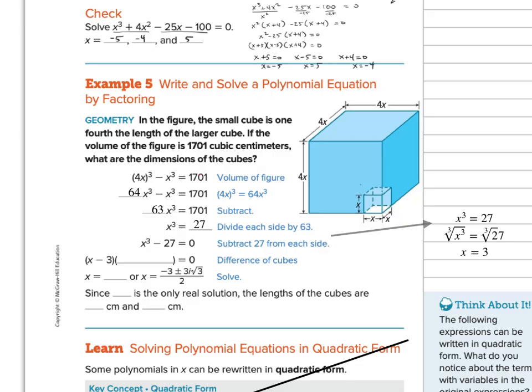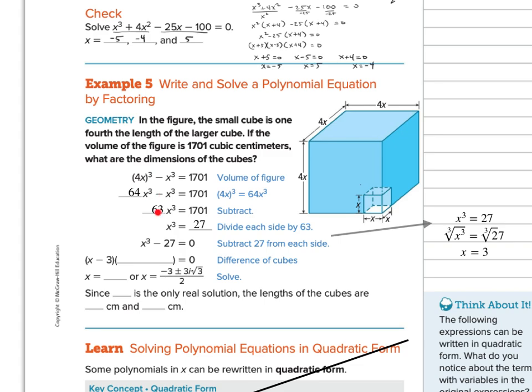So I know that the big guy is 4x times 4x times 4x, which is 4x cubed, minus this little piece that they took away, x times x times x, minus x cubed, is equal to 1701. So now, what are the dimensions of the cubes? Algebraically, what do we have going on here?